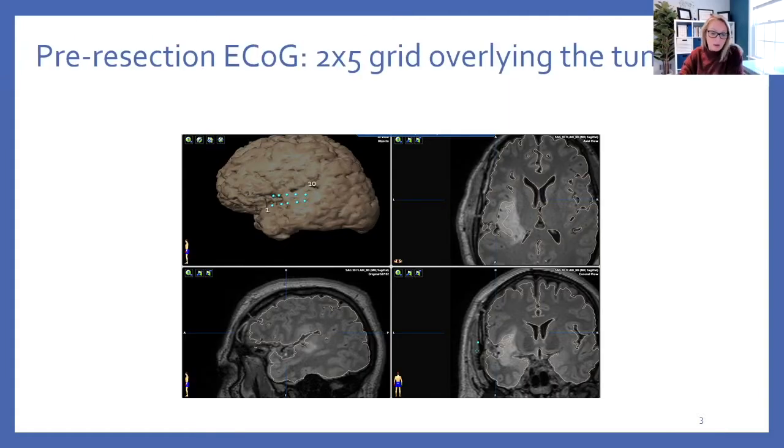Here's an example of this patient's preresection ECoG. So in our patients, we typically will do preresection ECoG before any awake craniotomy to ensure there are no ongoing seizures, putting the patient at risk for further seizures during mapping. In addition, this can help guide surgery for these patients. So I used a 2x5 grid overlying the tumor, as you can see oriented here.